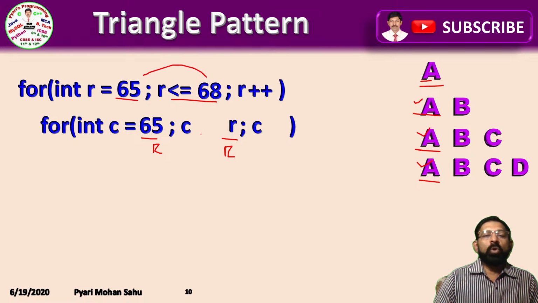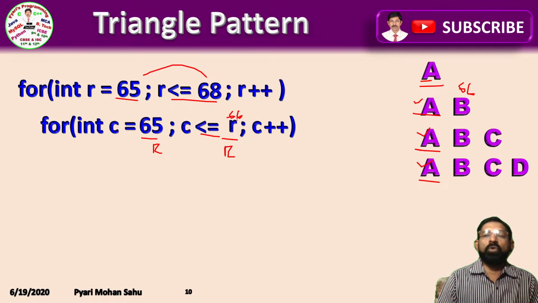Now, what should be over here? Next time it is 65, 66. This will be your 66. So 65 is less than 66. That's why it is less than or equal to. 65 to 66, increasing order. That's why it is plus plus.